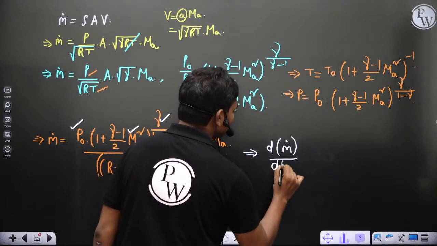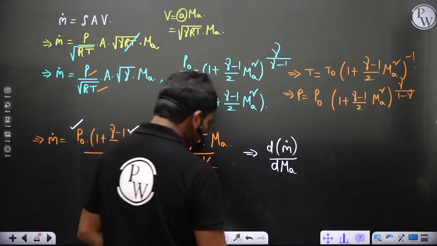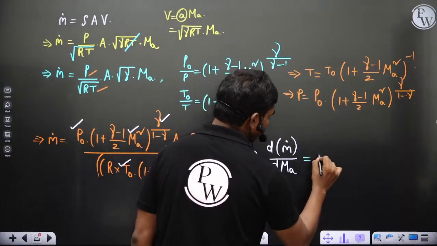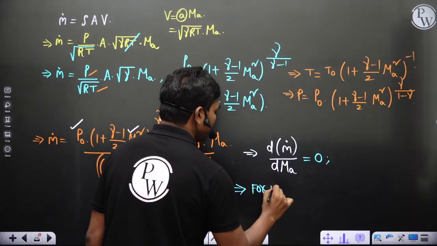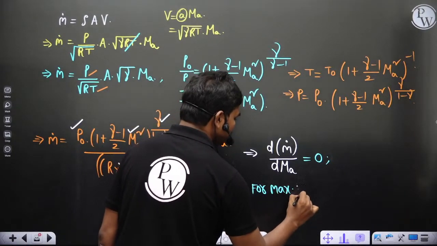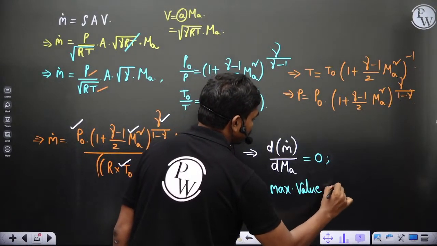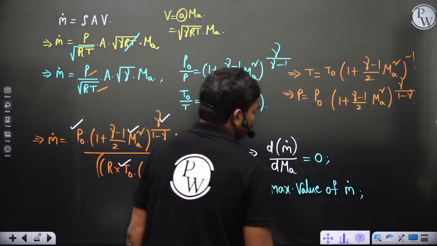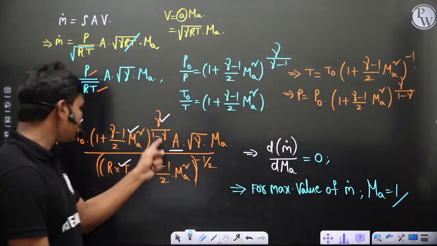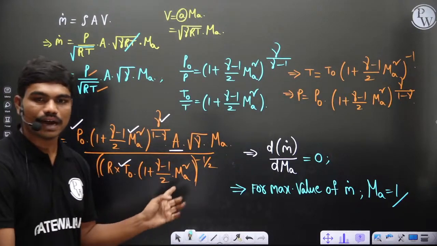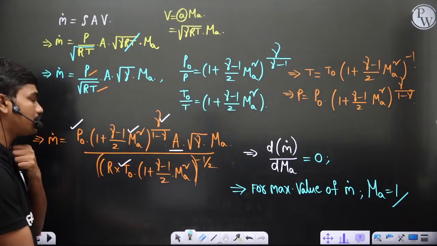by d Mach number, you will understand this value. If you take it as 0, then this implies that for the maximum value of m dot, your Mach number will be 1 actually. If you differentiate this expression with respect to Mach number, I'm leaving it for you, please do this at some time of your comfort.